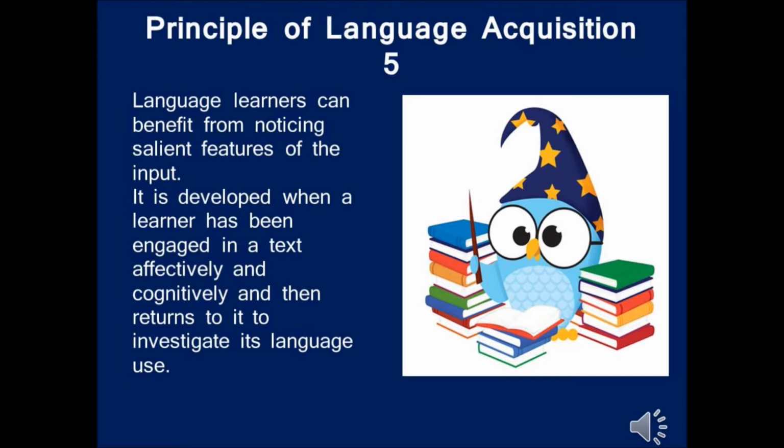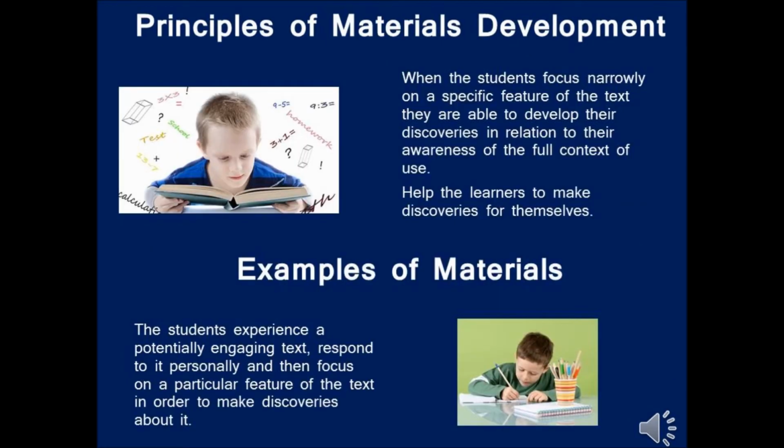Principle of language acquisition 5. Language learners can benefit from noticing salient features in the input. It is developed when a learner has been engaged in a text affectively and cognitively, and then returns to it to investigate its language use. Principles of material development. When the students focus narrowly on a specific feature of the text, they are able to develop their discoveries in relation to their awareness of the full context of use. Help the learners to make discoveries for themselves. Examples of materials: the students experience a potentially engaging text, respond to it personally, and then focus on a particular feature of the text in order to make discoveries about it.